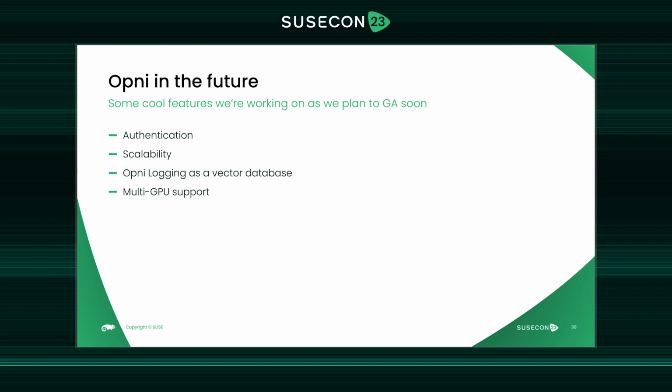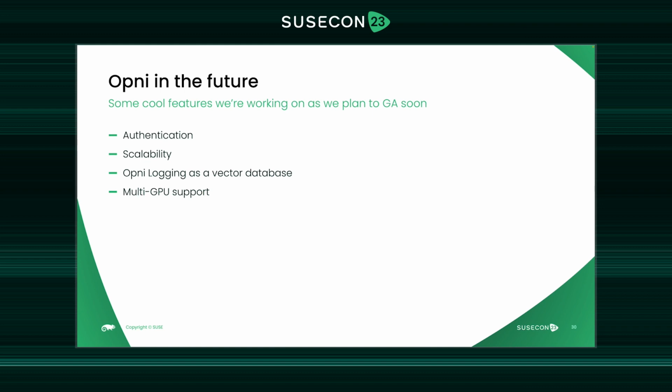So let's talk about what we're building for Opni in the future. We're planning on GAing towards the end of the year or early next year. We realize that authentication is something of high concern for everybody, and so that's a feature that we're currently working on to make the auth story as cohesive as possible, because we have disjointed databases. Another thing that we're working on is the scalability within Opni Gateway. We've tested with about 20 downstream clusters, but we want Opni to be able to scale massively. And so that's something that we're currently working on in preparation for GA.